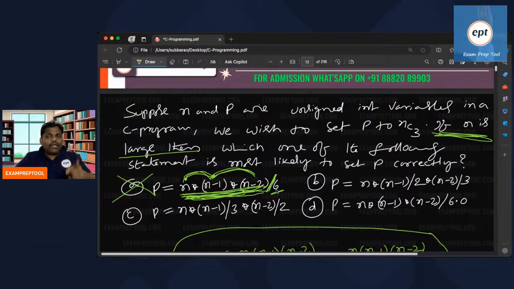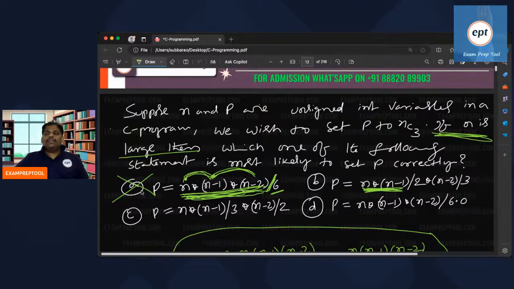So the best idea: anyhow you are dividing by 6, right? It is better to divide this one, n into n minus 1. As soon as it became a little bigger, divide by 2. With that answer, multiply by n minus 2, again divide by 3.